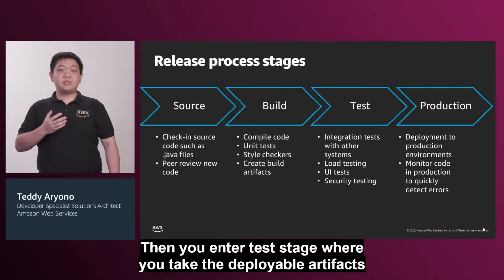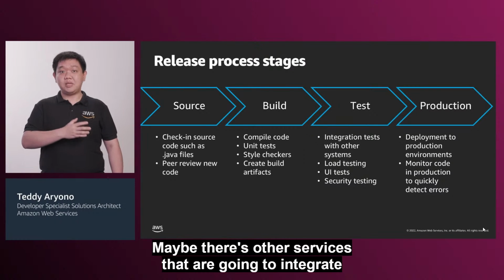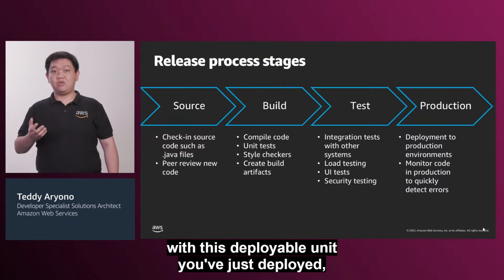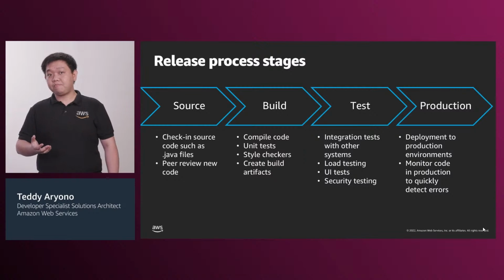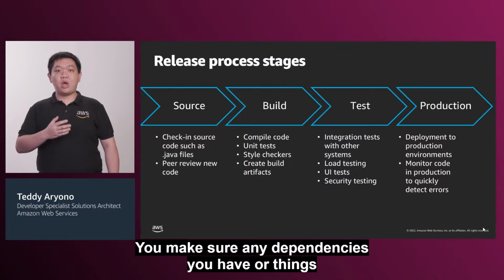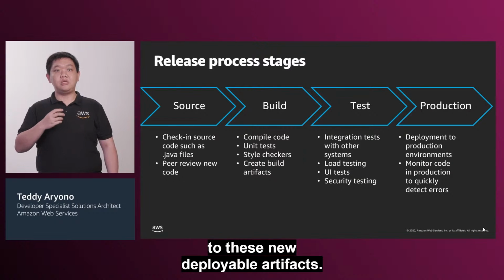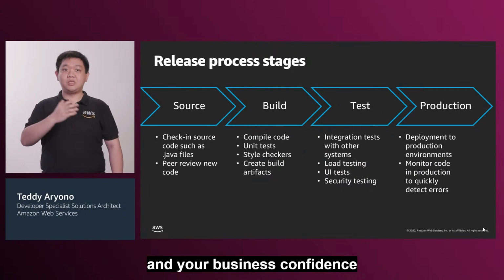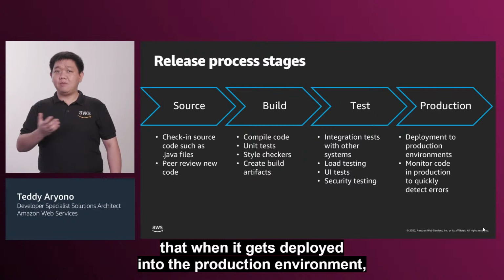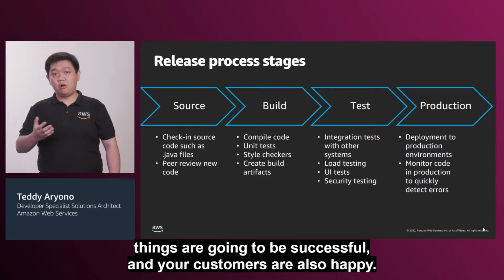Then you enter the test stage where you take those deployable artifacts and you integrate them into an environment. Maybe there are other services that are going to integrate with this deployable unit you've just deployed, and you need to make sure those integrations between them are working. You make sure any dependencies you have or things that depend on you are happy with the changes that have been made to these new deployable artifacts. You go through some different testing to give your team and your business confidence that when it gets deployed into the production environment, things are going to be successful and your customers are also happy.